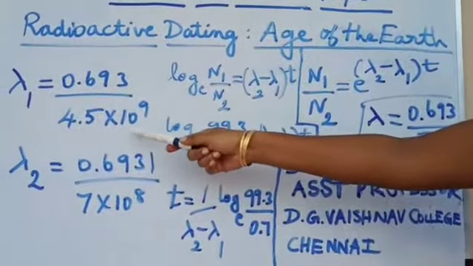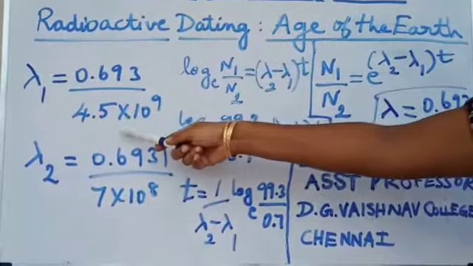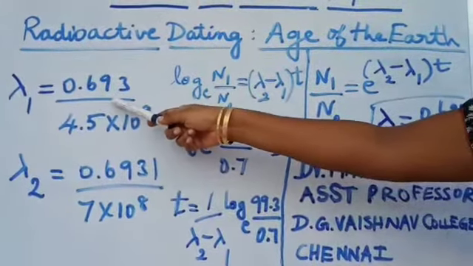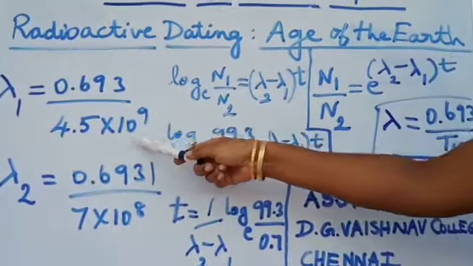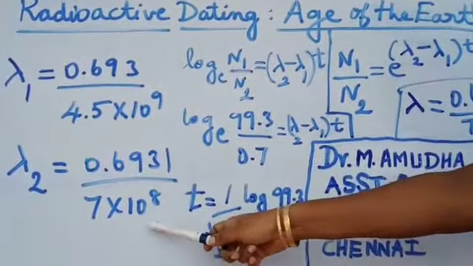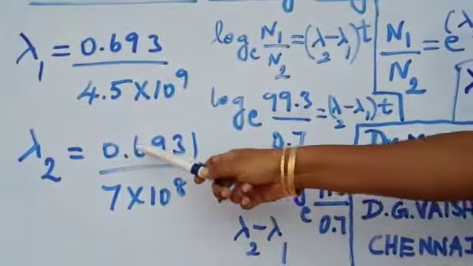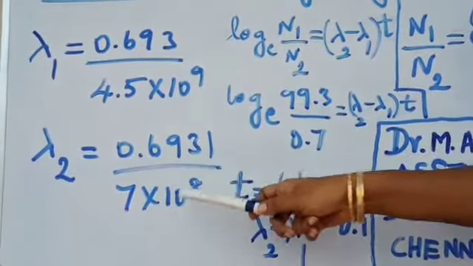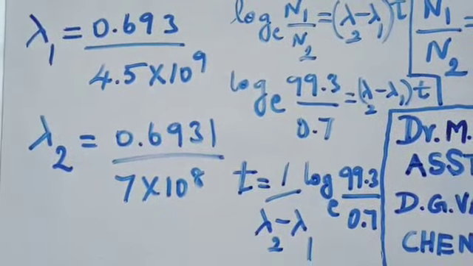The decay constant of uranium-238 after substituting the half-life period can be written as 0.693 divided by 4.5 × 10^9. The decay constant of uranium-235 after substituting the half-life period of 7 × 10^8 years, we can write as 0.693 divided by 7 × 10^8.